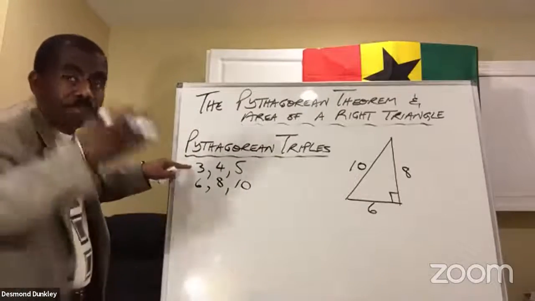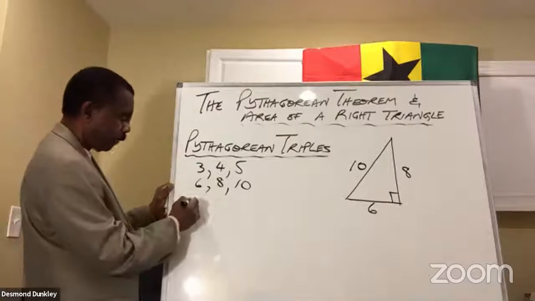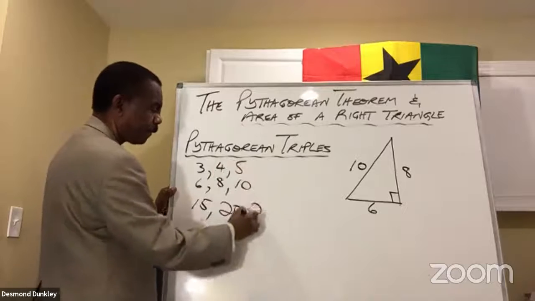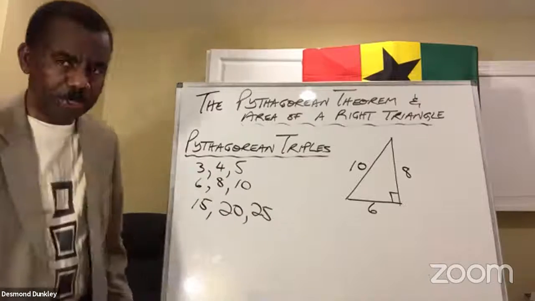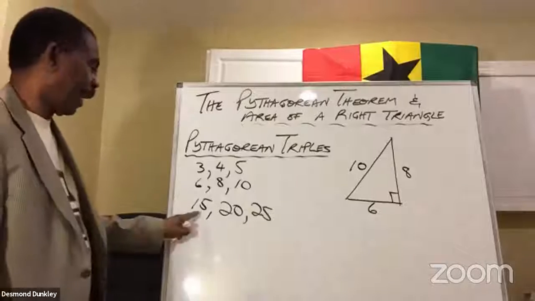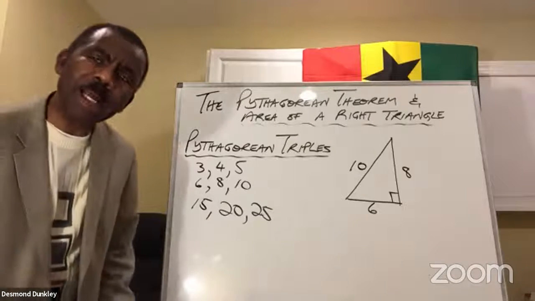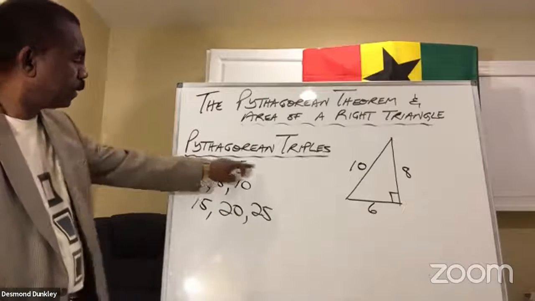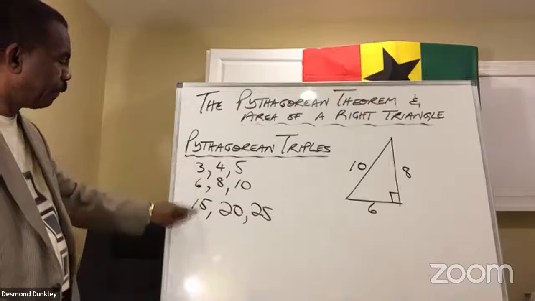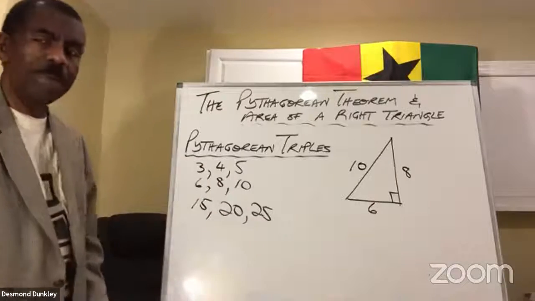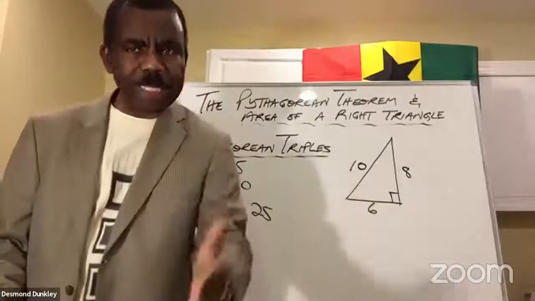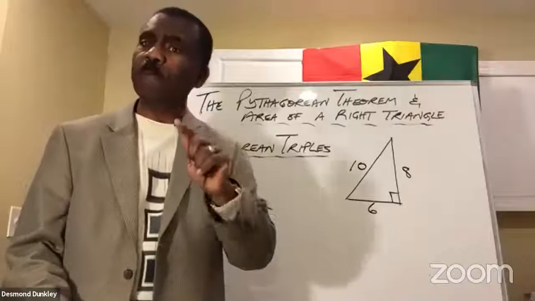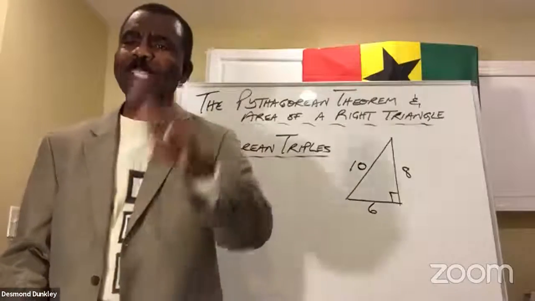Let's multiply this by 5. 5 3s, 15. 5 4s, 20. 5 5s, 25. Oh boy, these numbers are big. Will this be a right triangle? Well, they are all multiples of this. If this one works, I think it's reasonable for us to assume that any multiple of a Pythagorean triple will also form a right triangle.